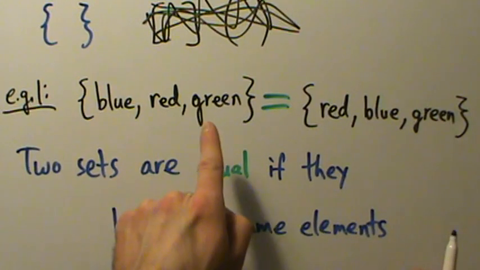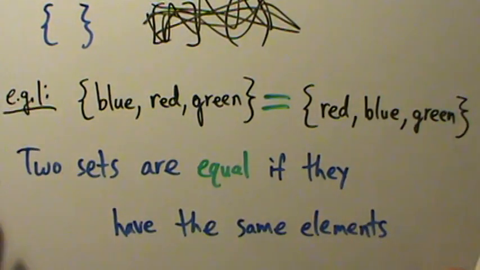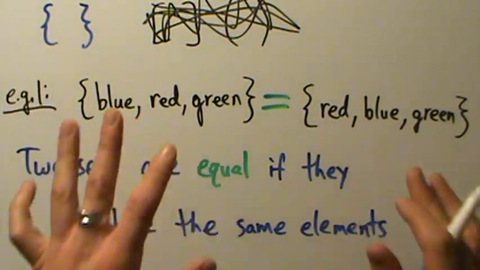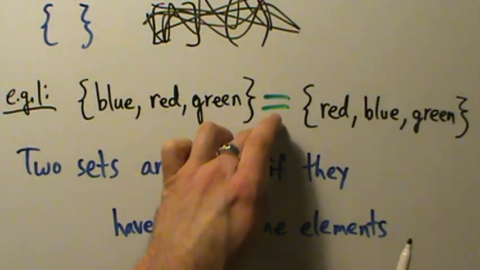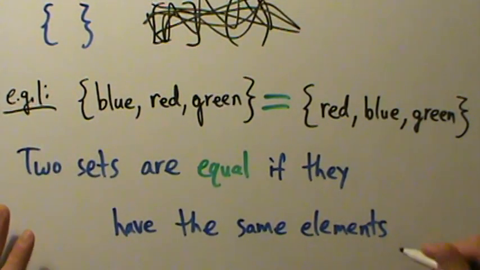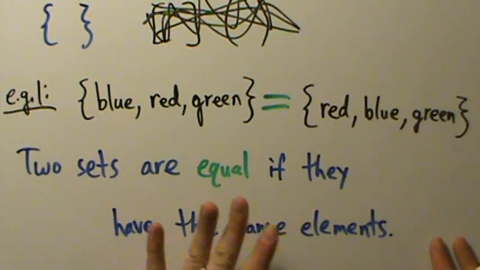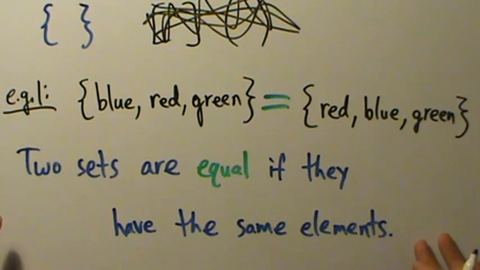Here, blue, red, green and red, blue, green are exactly the same elements, just listed in a different order. But remember, it doesn't matter what order you list them in. It's the exact same thing. So these two sets are equal, and we denote it with the typical equal sign, just like we'd expect. Nothing too crazy happening here. It's a relatively simple definition, but pretty important. Two sets are equal if they have the same elements, and if they have different elements, then they're not equal. We'll talk a little more about things like that in a later video.